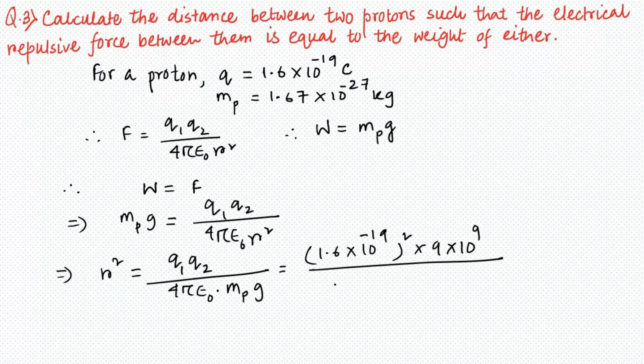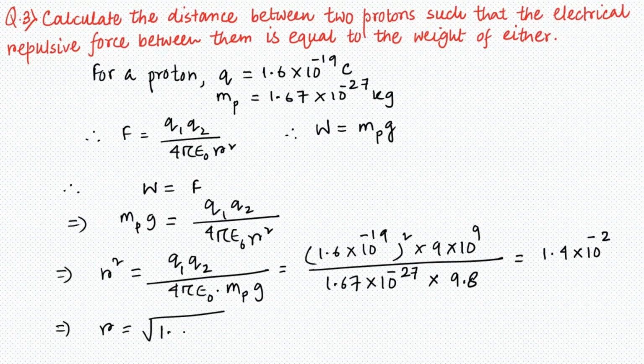divided by the mass of proton, which is 1.67 into 10 to the power minus 27 kg, and g is 9.8. And after calculating this, we'll be getting 1.4 into 10 to the power minus 2. Okay, so from here r is equal to square root of 1.4 into 10 to the power minus 2. So this is equal to 0.0118 meter. Okay, so this is our answer. So the distance between these two protons would be this.